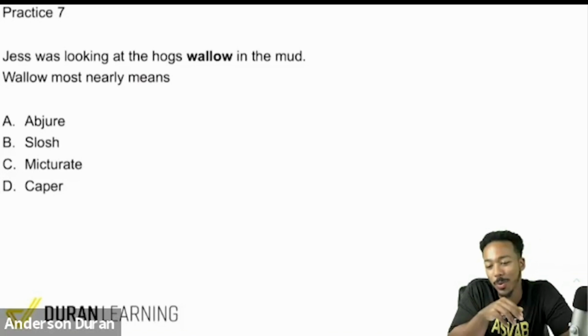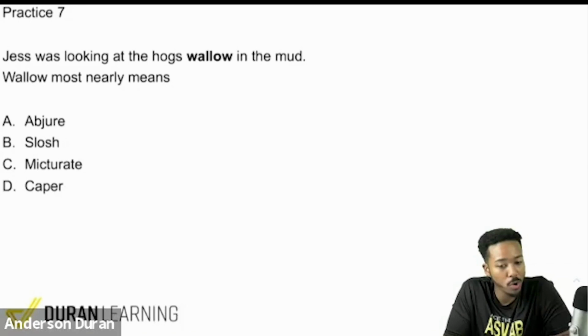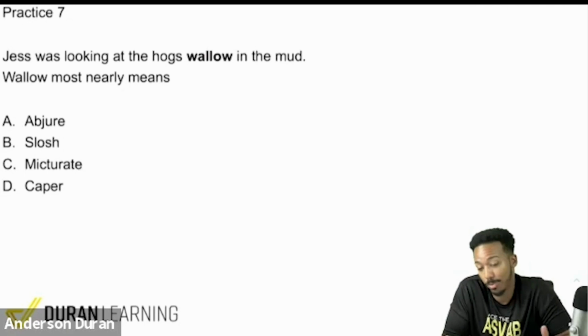So reading the question here, Jess was looking at the hogs wallow in the mud. Again, with these sentence questions, read around the word if you need to. Jess was looking at the hogs blank in the mud. Does it sound like the hogs might be having a tea party in the mud? Probably. They're probably getting really messy in there. That's what it sounds like is happening. They're not sitting there doing calculus.